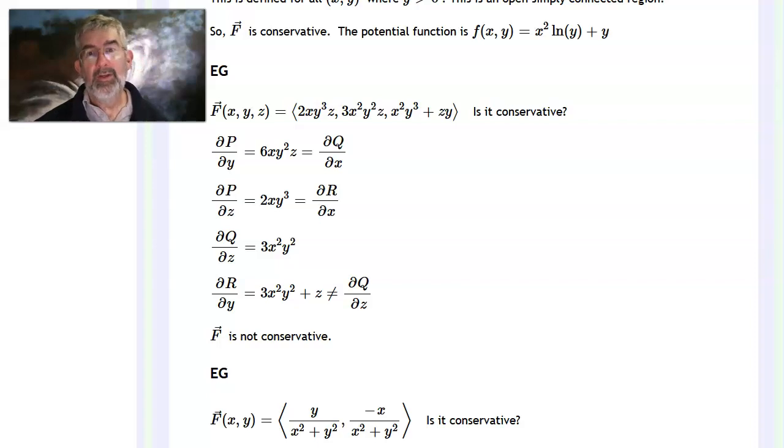One of the things I notice here is that it's defined everywhere. There's nothing that goes wrong. So yeah, it's open. It's defined on the whole space. That's open and simply connected. So let's check those partial derivatives.